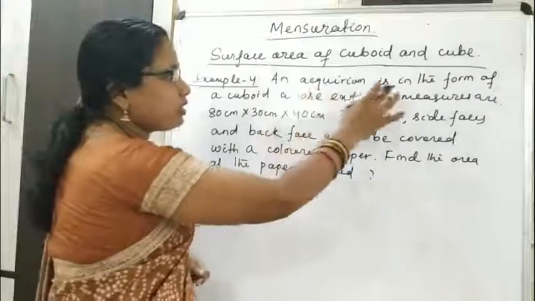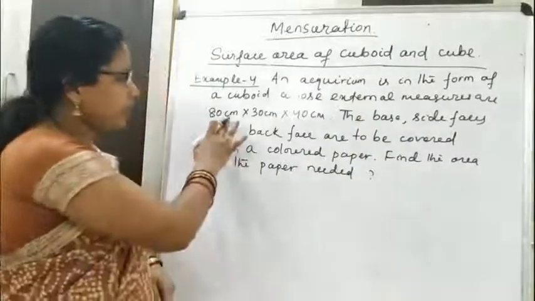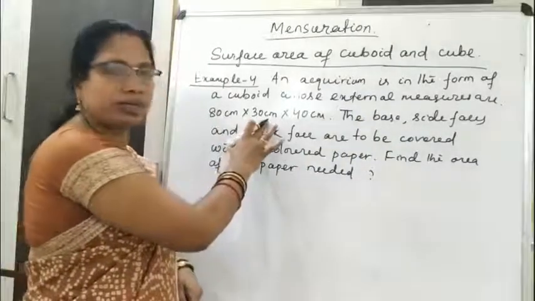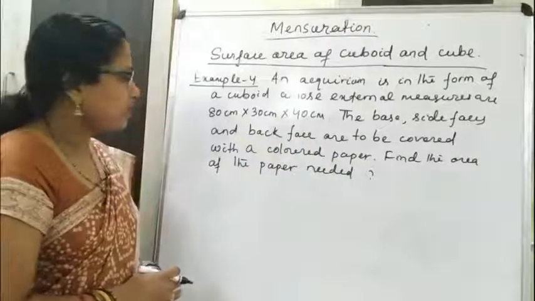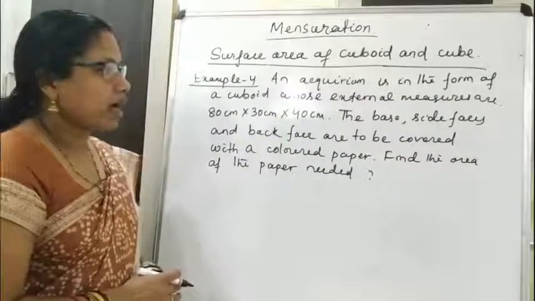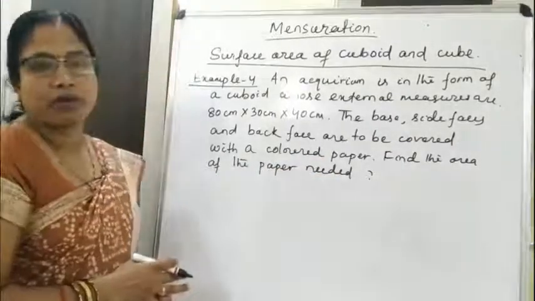An aquarium is in the form of a cuboid whose external measures are 80 cm by 30 cm by 40 cm. The base, side face and back face are to be covered with a colored paper. Find the area of the paper needed.